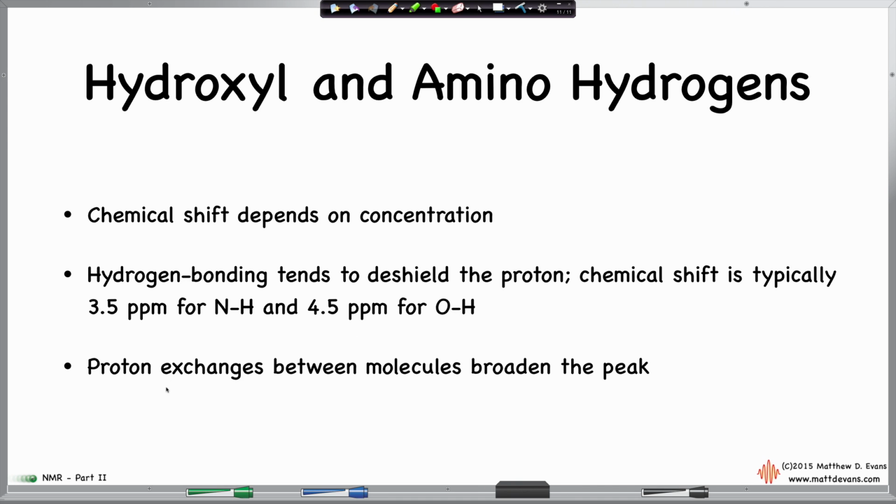Another thing that's occurring too with OH and NH is proton exchange between the molecules broadens the peak, and that's what I just said a second ago. These are still easy to spot because the peak is definitely broader than some of the other CH peaks that we see. All right, so this is kind of hydroxyl and amino hydrogens, typically these values, with a big but. Okay, a lot of exceptions to this rule.